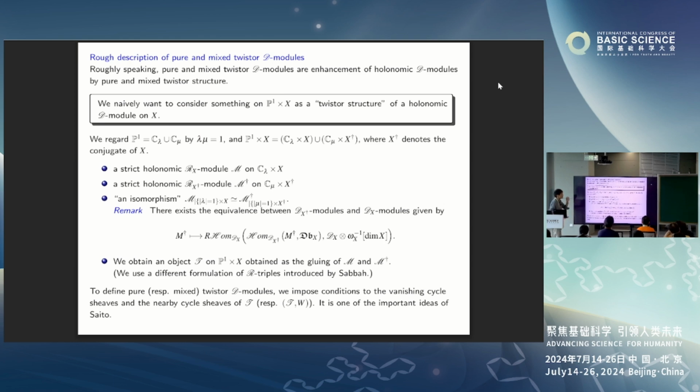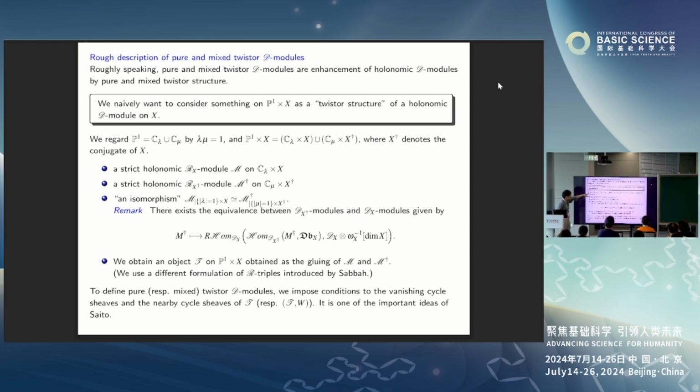Then, very roughly speaking, pure and mixed twistor D-modules are enhancements of harmonic D-modules by pure and mixed twistor structures. And unfortunately, it's not easy to explain the precise definitions of pure and mixed twistor D-modules. So I just want to explain what kind of objects we'd like to consider. And let me remind you, the twistor structure is a structure on some vector spaces. And to consider a structure on a vector space, we consider something on P1. So similarly, now we want to consider something on P1 times X as a twistor structure of a harmonic D-module on X.